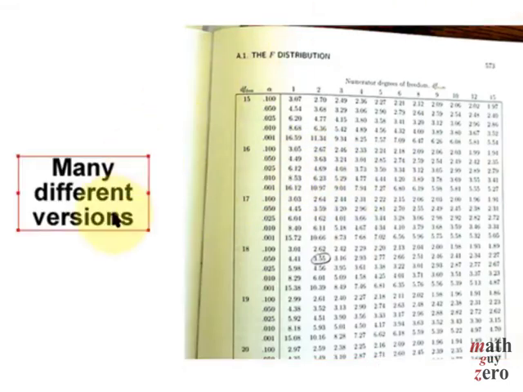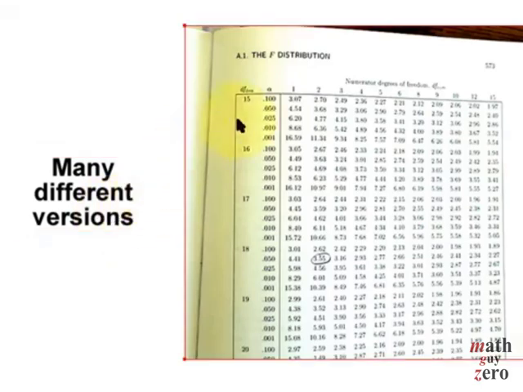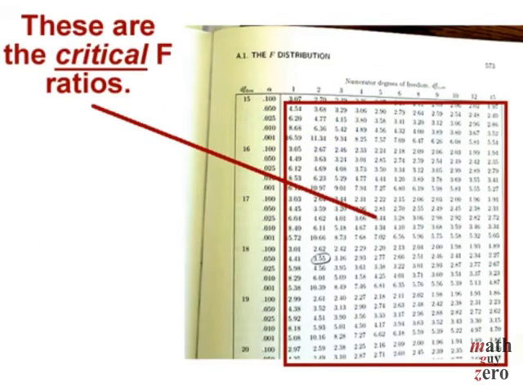There's a bunch of different versions. Some of them are very complicated, difficult to use. This one is pretty straightforward, and I'm going to walk you through it. All the numbers here in the middle, those are your actual critical F ratios.